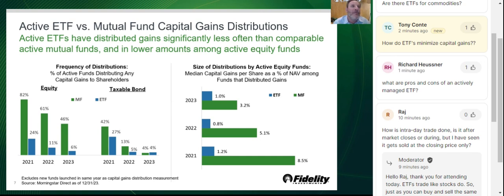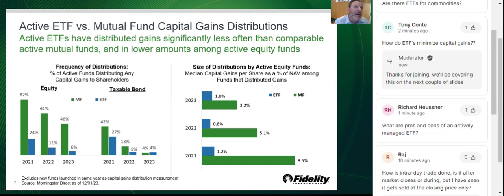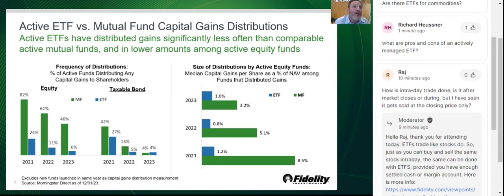82% of equity mutual funds paid out a capital gain. With ETFs, the blue bar, it's 24%. So in other words, mutual funds were almost 4 times as likely to pay out a capital gain as an ETF. In 2022, it's a similar story. 61% of equity mutual funds paid a gain, 11% of ETFs. In 2023, close to 50% of mutual funds, 6% of ETFs.